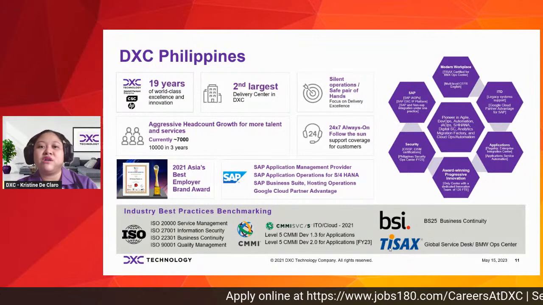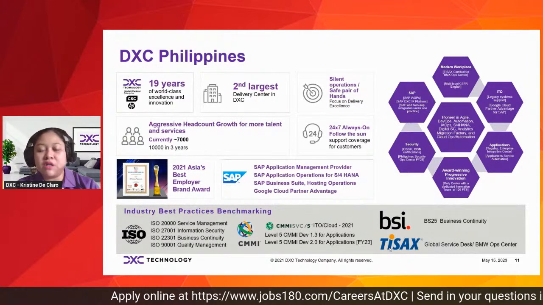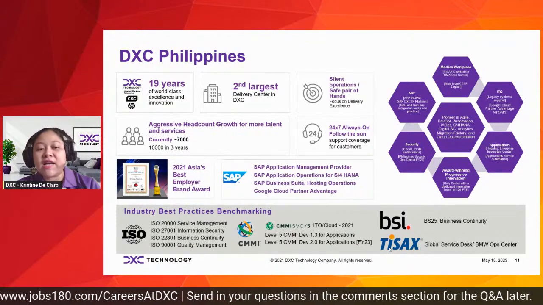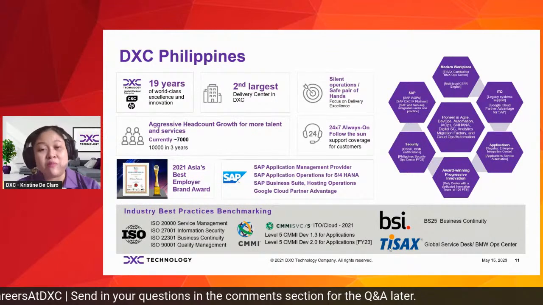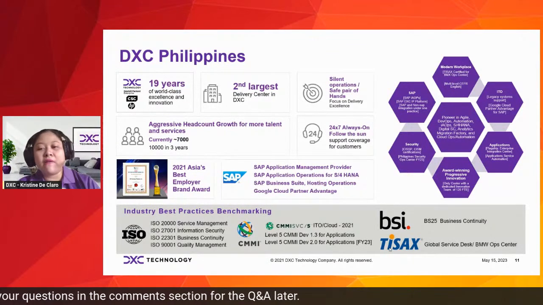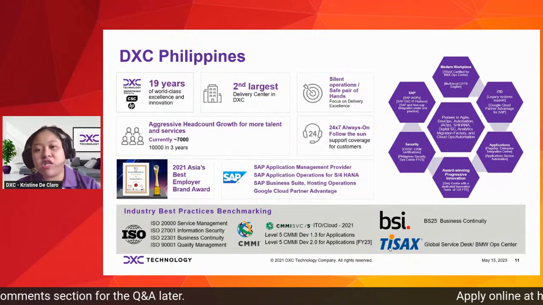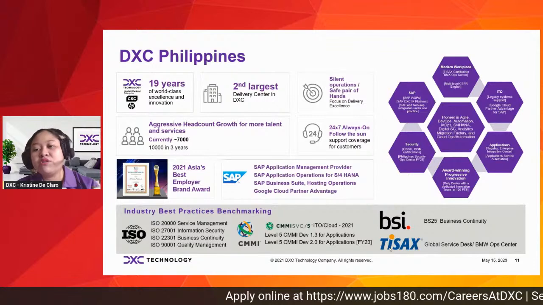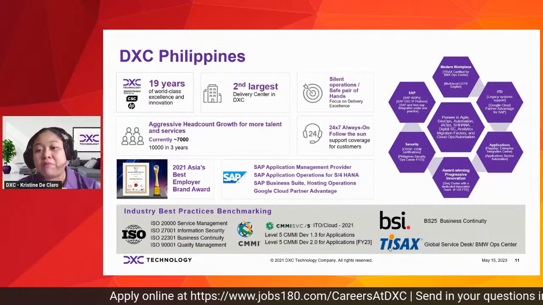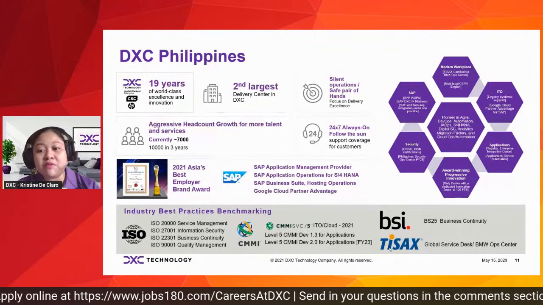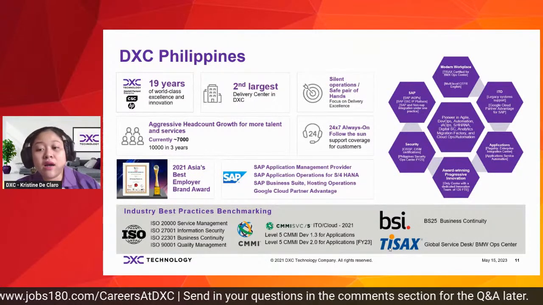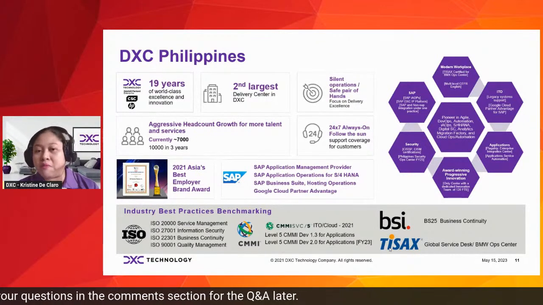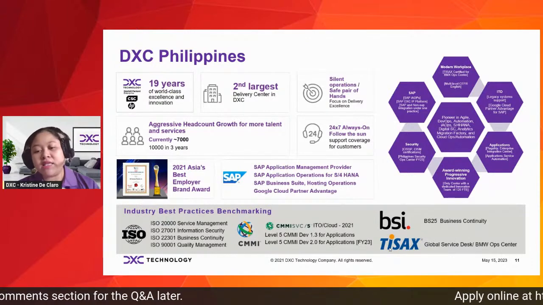So, our employees are working on a mid shift. We're operating in the Philippines 24 by 7. We're focused on delivery excellence. And last 2021, we won the Asia's Best Employer brand. Majority of the positions that we have are in SAP. But apart from that, we also have modern workplace, infrastructure, technology operations, applications, security or cybersecurity, and progressive innovation. So we are ISO certified, CMMI certified, BSI, and TSATs.